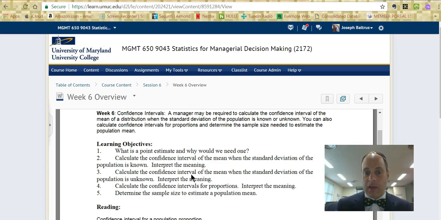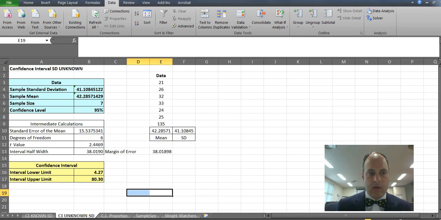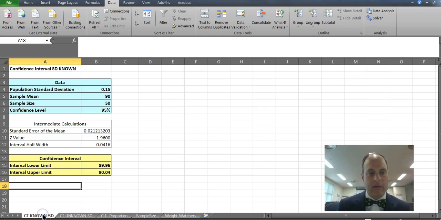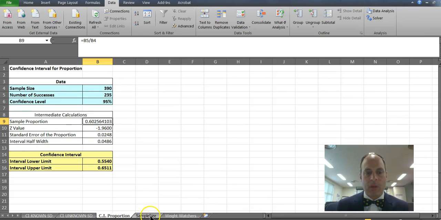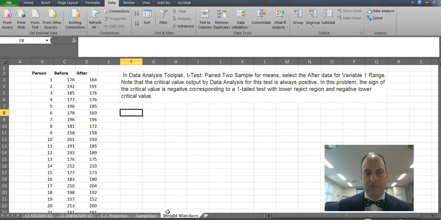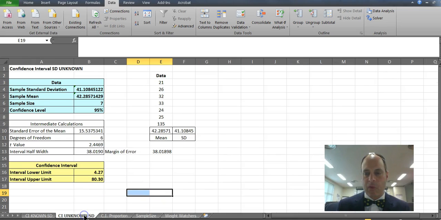So to make your life easier, what I did is I made a little Excel workbook here, and this will be linked below this video. And there's a few worksheets in here. Basically, they're calculators, where all you have to do is plug in the numbers for a confidence interval for when you know the population standard deviation. You don't know it, for a proportion, for sample size, and I also included the data file for the last few problems in the homework assignment.